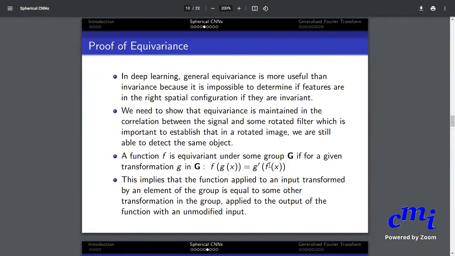Now we define what we mean by equivariance. A function f is equivariant under some group G if, for a given transformation g in G, f of g of x equals some g dash of f of x. Also, g dash is different from g. This implies that the function applied to an input transformed by an element of the group is equal to some other transformation in the group applied to the output of the function with an unmodified input. Will you show this whole thing with an image also? Yeah.